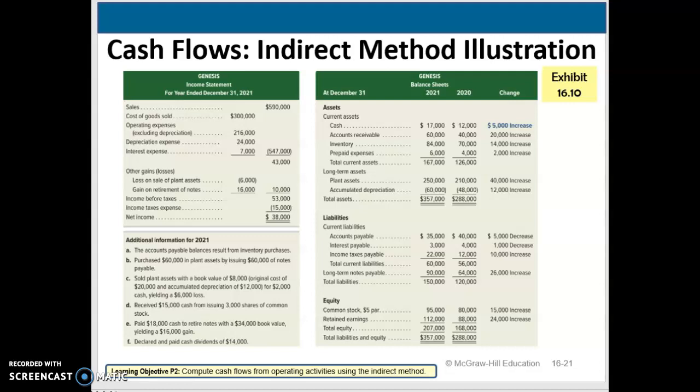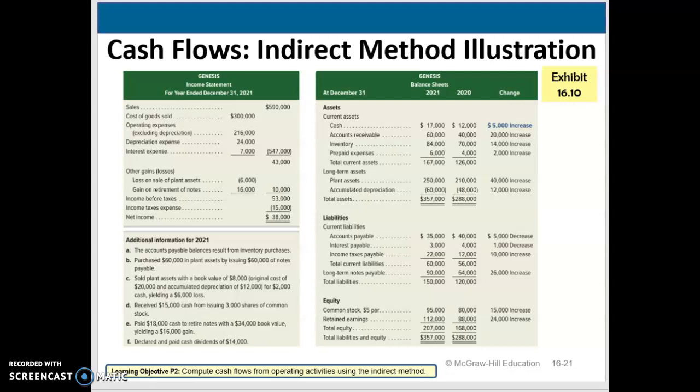C says that we sold plant assets with a book value of $8,000 that had an original cost of $20,000 and accumulated depreciation of $12,000. So they had that $20,000 minus $12,000 is where that $8,000 book value comes from. We sold it for $2,000, which gave us a $6,000 loss. It also tells us that we received $15,000 cash from issuing 3,000 shares of common stock, and we paid $18,000 cash to retire notes with a $34,000 book value, which was a $16,000 gain. And the last piece of additional information says that we declared and paid cash dividends of $14,000.